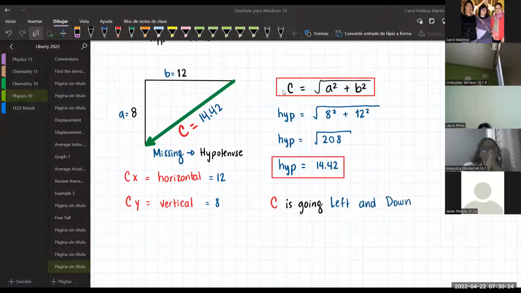If it's going to the left, remember, in a Cartesian plane or in a number line, left is going to be negative and right is going to be positive. So because it's going left, x is going to be negative. So my horizontal component Cx is going to be negative. And I put a negative sign over there just to indicate the direction of this component.